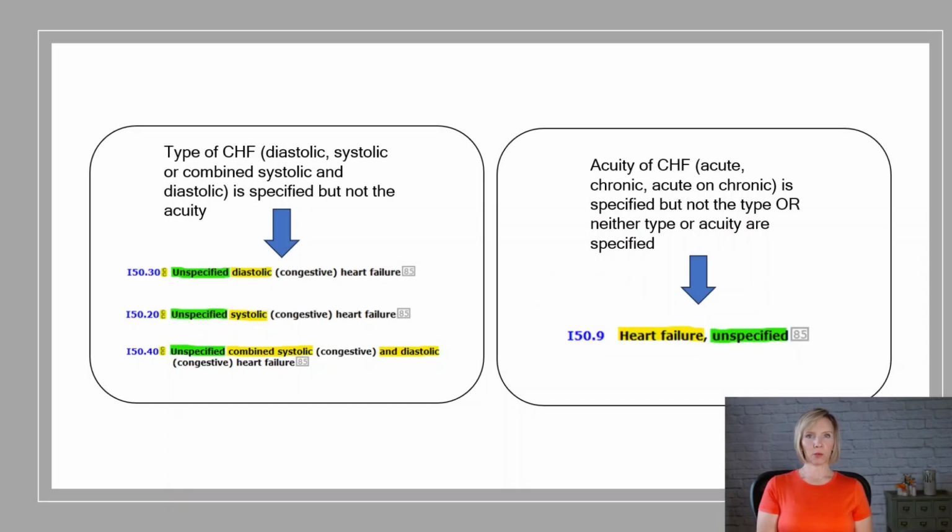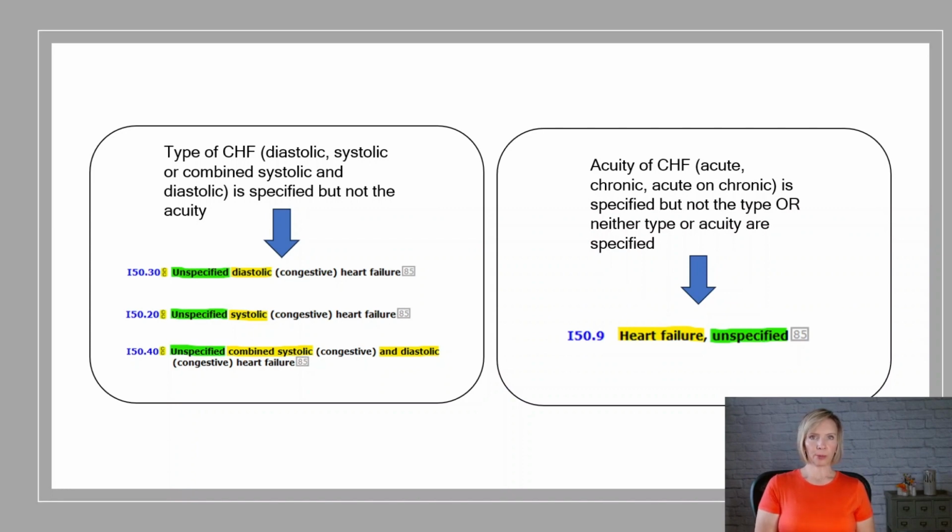Sometimes the physician will document the type of CHF but not the acuity, or will document the acuity but not the type. If they specify the type of heart failure but not the acuity, you should code it as unspecified for that type of heart failure. For instance, if they document diastolic heart failure without mentioning the acuity, whether it's acute, chronic, or acute on chronic, you would assign code I50.30 for an unspecified diastolic heart failure.